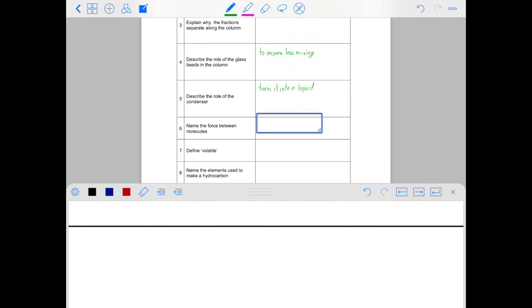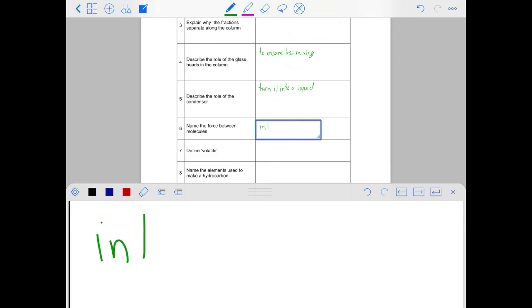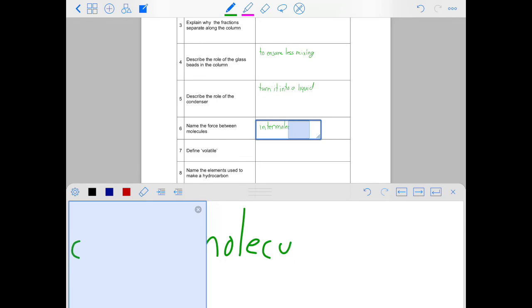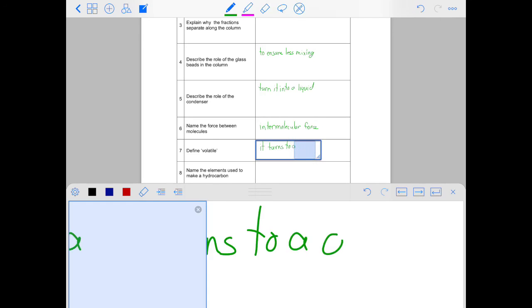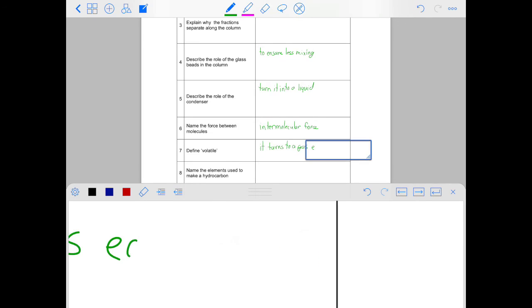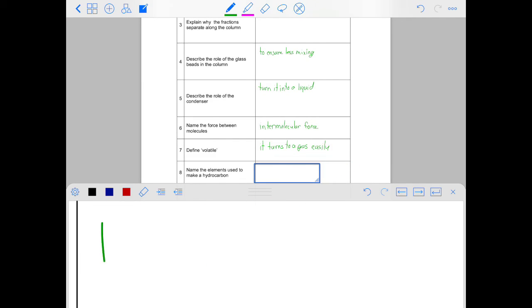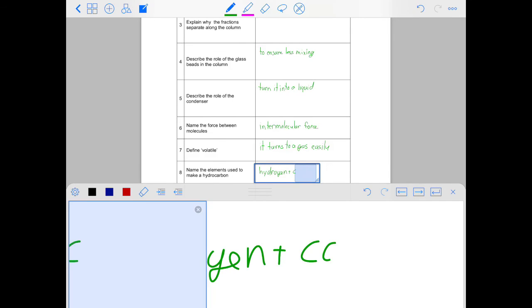The force between molecules is the intermolecular force. This came from several lessons ago, but it's a retrieval practice coming in. Volatile means it evaporates or it turns to a gas easily. The elements used to make a hydrocarbon are hydrogen and carbon.